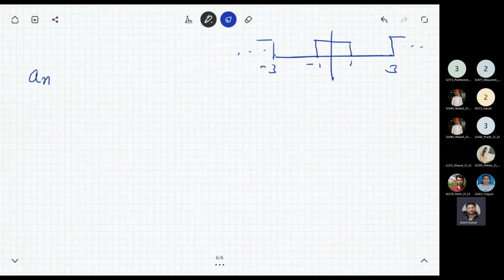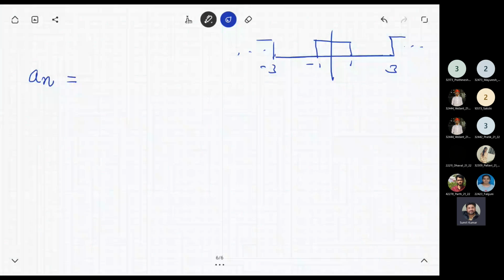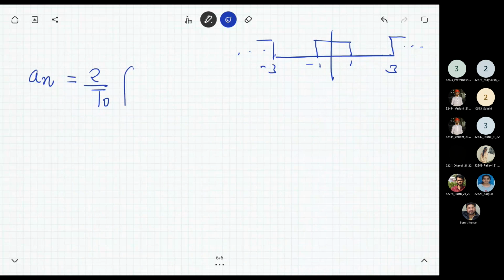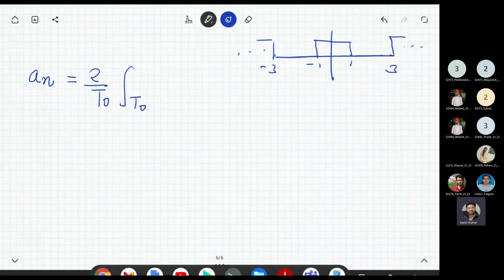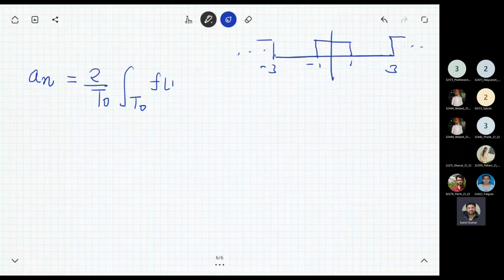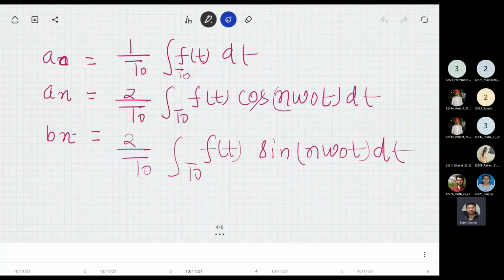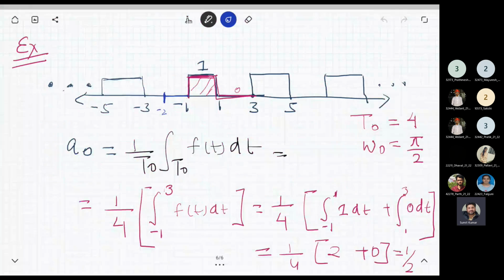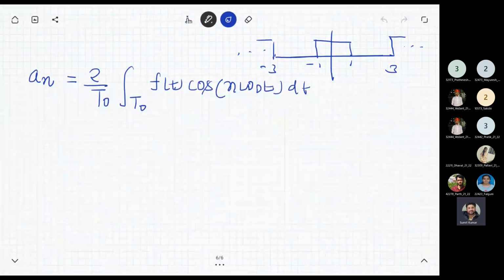An is basically 2 by t naught integration over a period of t naught ft cos n omega naught t dt, which omega naught we have already determined. What is omega naught? T naught is 4, so omega naught is pi by 2, right? So this will कहाँ चला गया? Okay, so this will be equal to how much? 2 by t naught यानी 2 by 4 यानी 1 by 2 हो जाएगा ये.